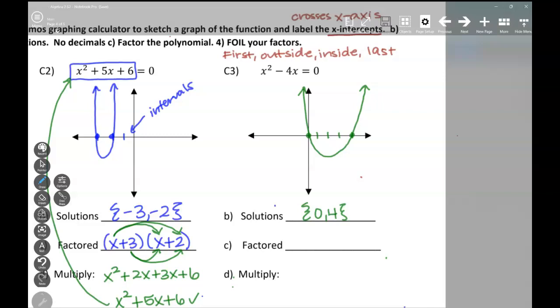Okay, factored form, what we're going to do is we flip the sign. If you ever have a 0, we have x plus nothing, so we just have x. And then we flip the sign of the 4, so x minus 4.